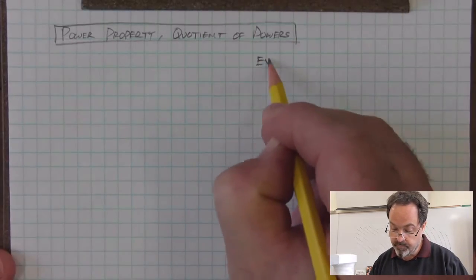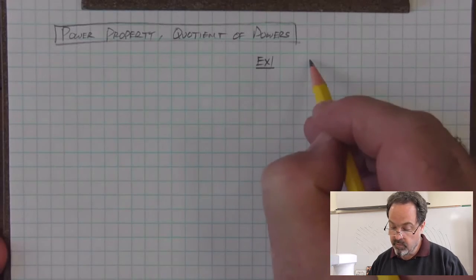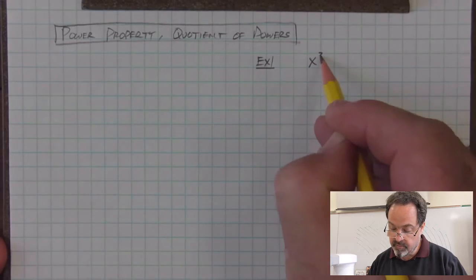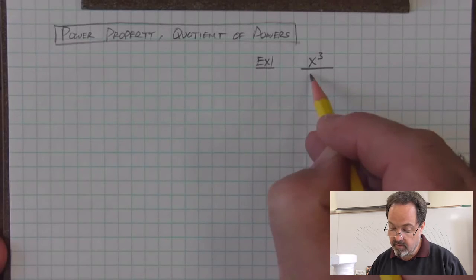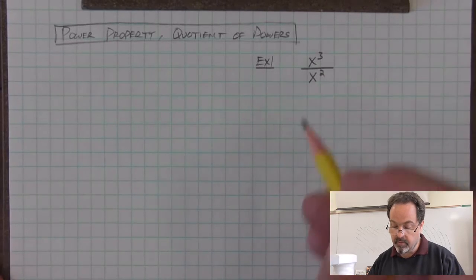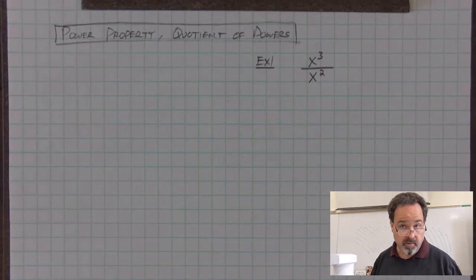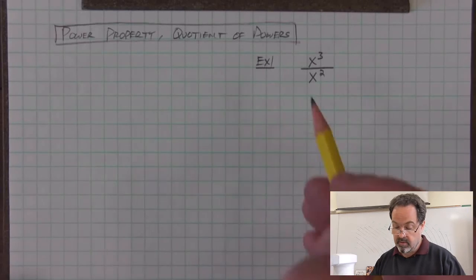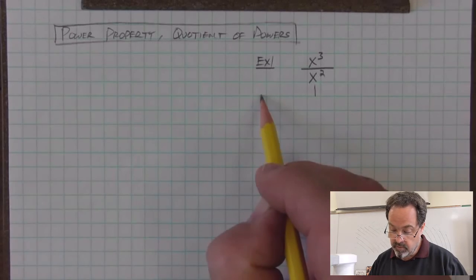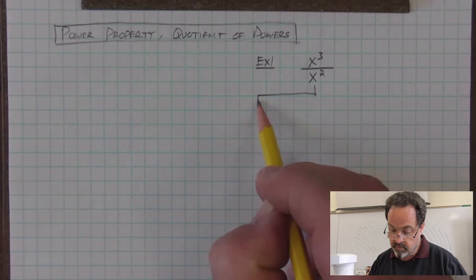For example, we could have the power x to the third and then divide by the power x squared, a quotient made out of powers. There is a long way to get this answer and justify it.